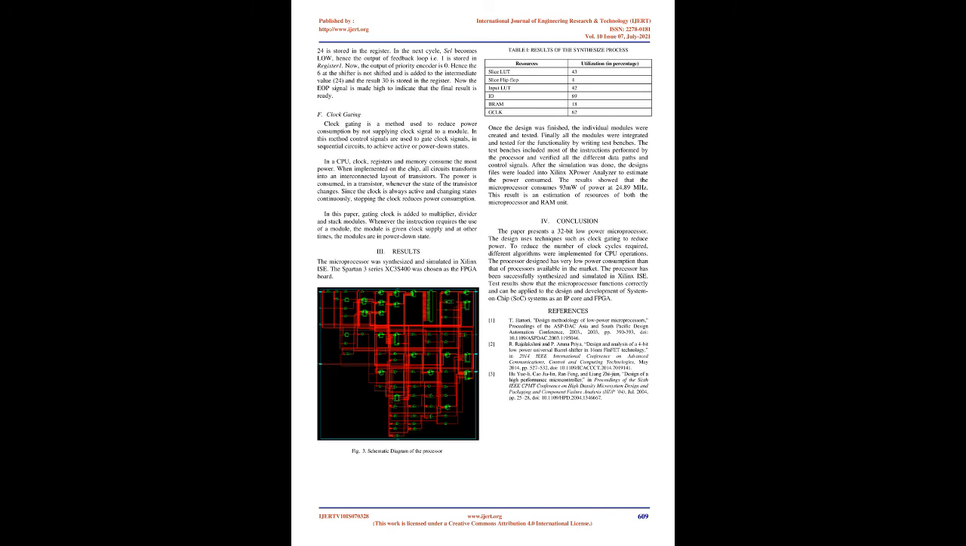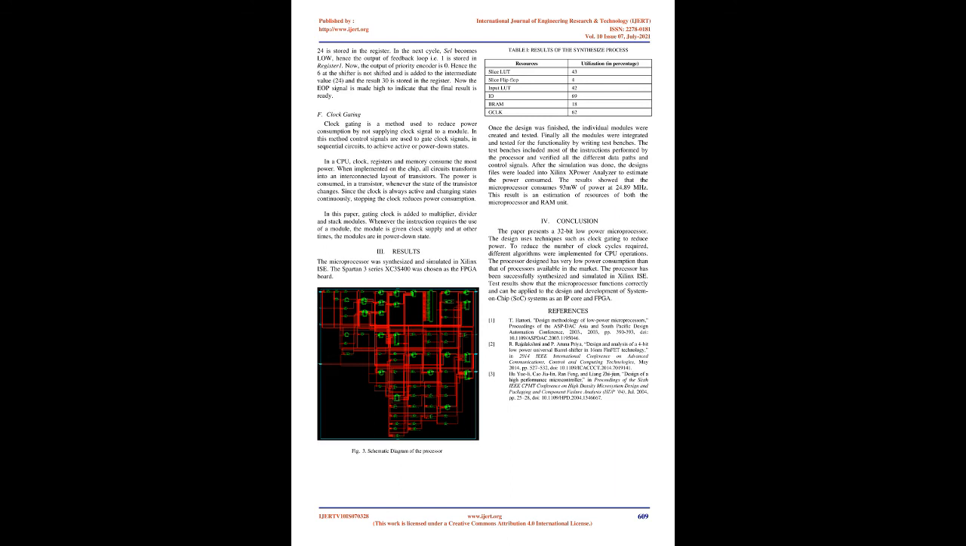The test benches included most of the instructions performed by the processor and verified all the different data paths and control signals. After the simulation was done, the design files were loaded into Xilinx XPower Analyzer to estimate the power consumed. The results showed that the microprocessor consumes 93 mW of power at 24.89 MHz. This result is an estimation of resources of both the microprocessor and RAM unit.